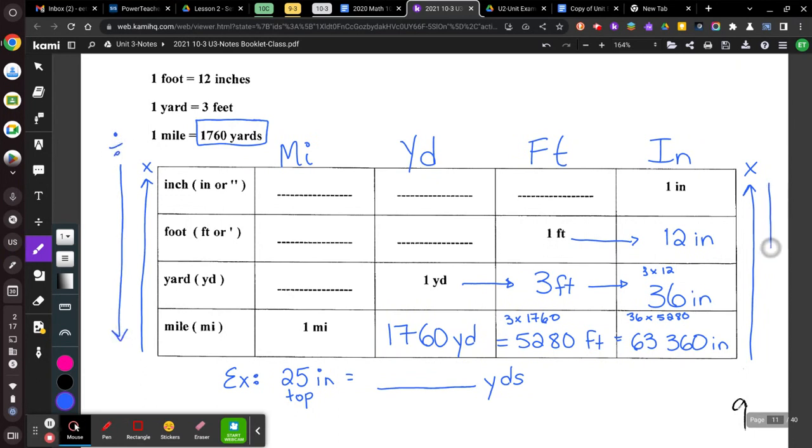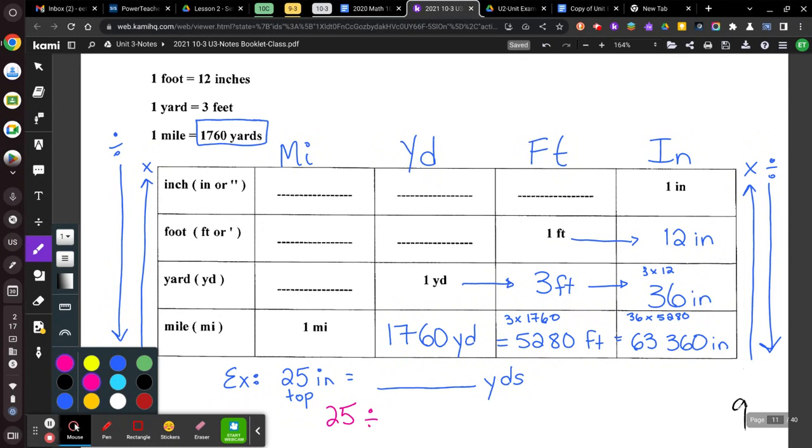So if we go down the chart, we divide. So if I take a look here, it says inches then to yard. I'm going inches going down to yards. So what am I going to do? Multiply or divide? If I'm going down, I'm going to divide. So here I'm going to take my number, 25, and I'm going to divide, I'm timesing.